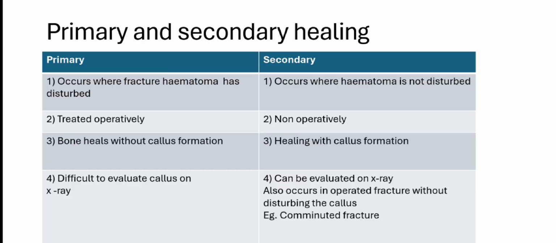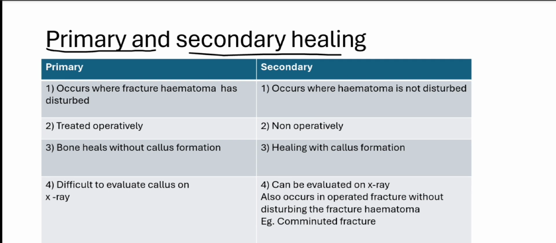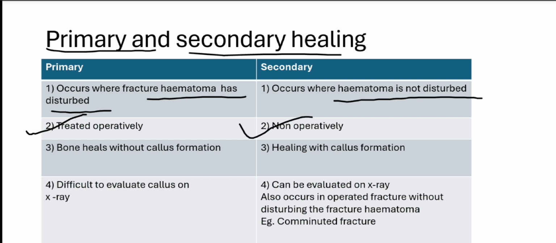So proceeding towards the next slide, that is primary and secondary bone healing. There is a difference between primary and secondary healing. In primary healing, it occurs where the fracture hematoma is disturbed, and secondary healing occurs where the fracture hematoma is not disturbed. So primary healing can be treated operatively, whereas secondary healing can be treated non-operatively. Here primary healing can be treated operatively. Why? Because the fracture hematoma is disturbed.